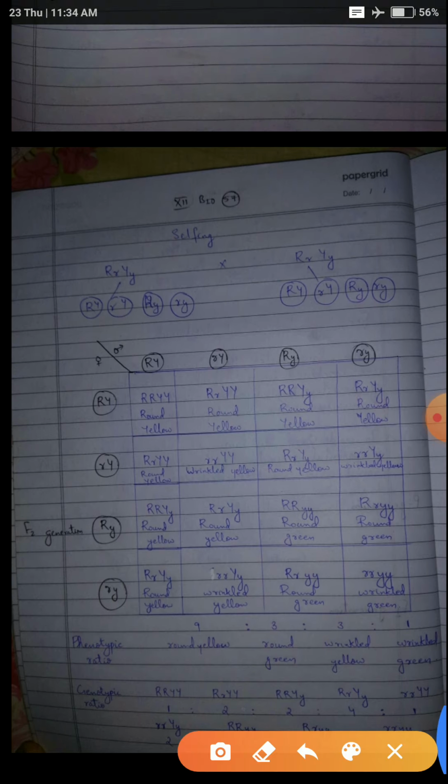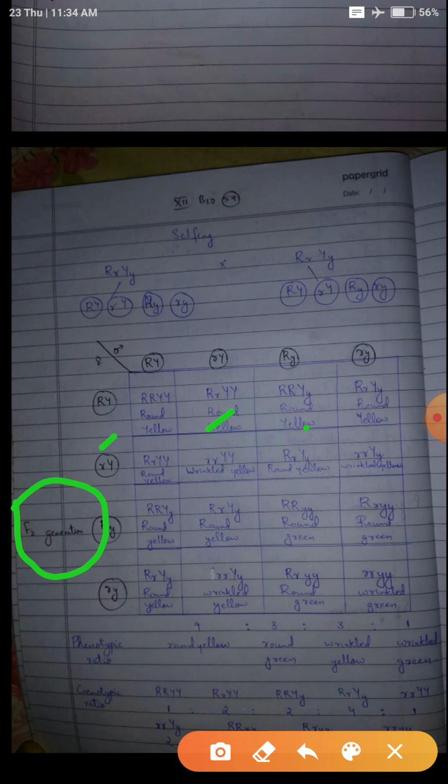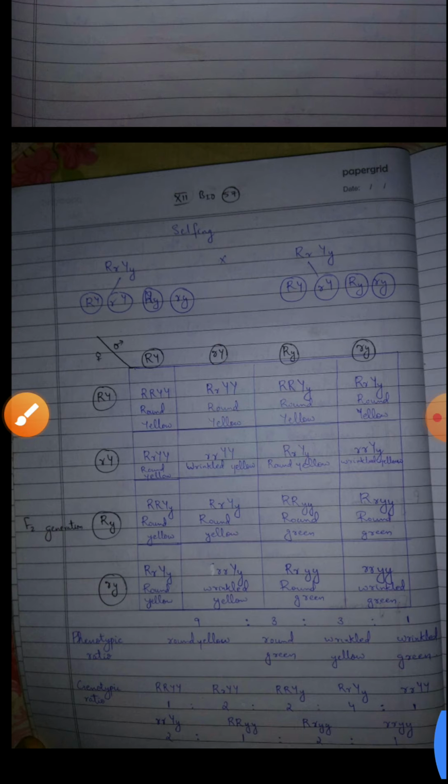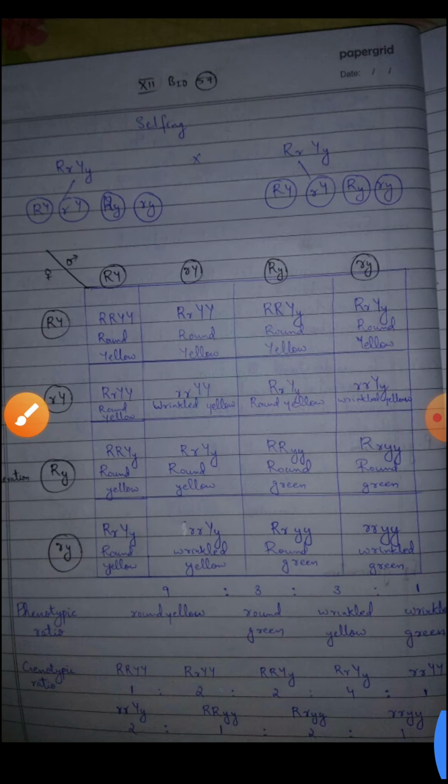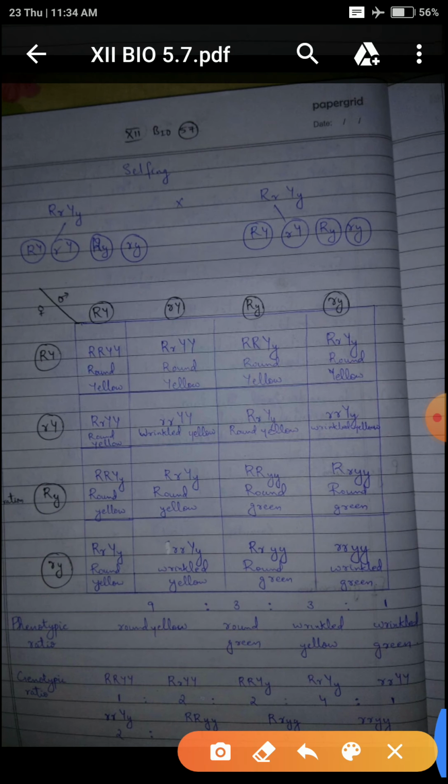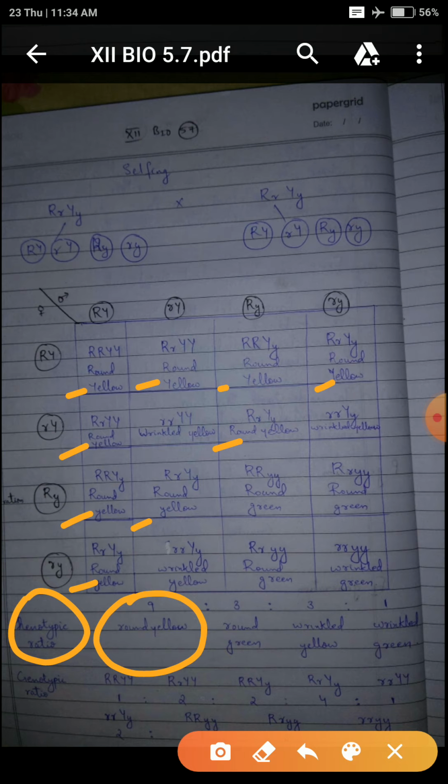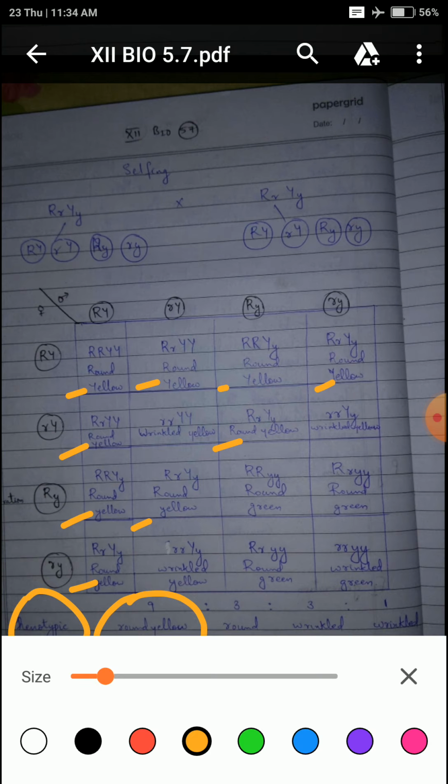This is the F2 generation that we had got. 16 F2 gamete possibilities that we had got here. Now what about the phenotypic and genotypic ratio? We will consider the phenotypic and genotypic ratio. What will be the phenotypic ratio? How many round yellow? 1, 2, 3, 4, 5, 6, 7, 8, 9. 9 round yellow.